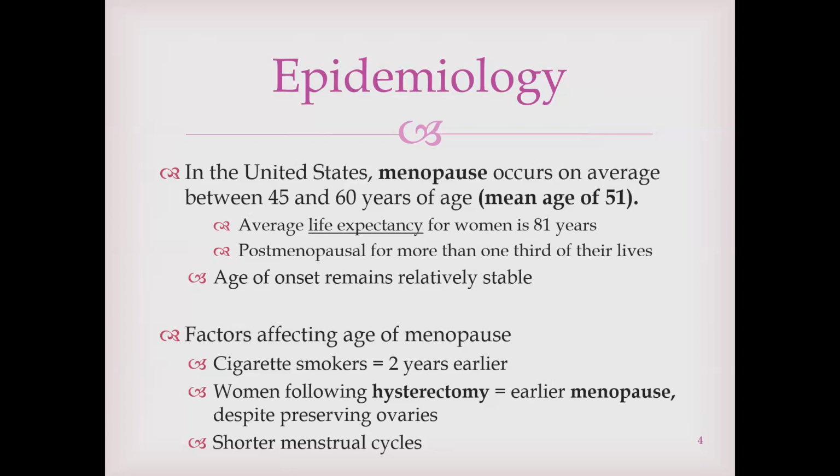Remember, hysterectomy is removal of the uterus with preservation of the ovaries. Even the removal of uterine tissue will cause earlier onset of menopause in her lifespan. However, the ovaries are really what will determine immediate onset of menopause. Another factor is shorter menstrual cycles. As you'll learn, the menstrual cycle is approximately 28 days. Some people will experience shorter menstrual cycles, some longer, and shorter menstrual cycles will cause earlier onset of menopause.